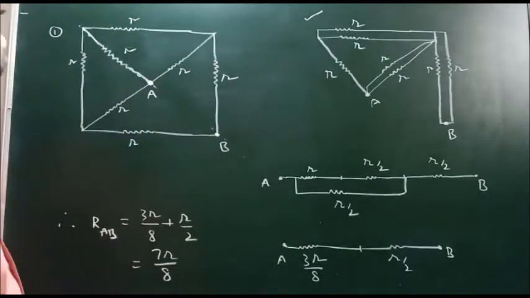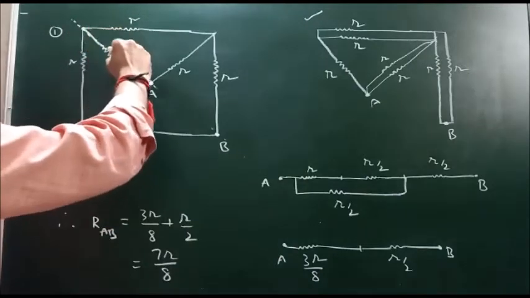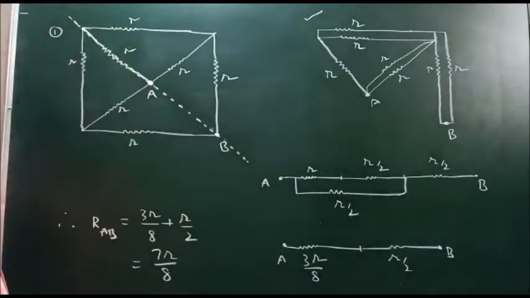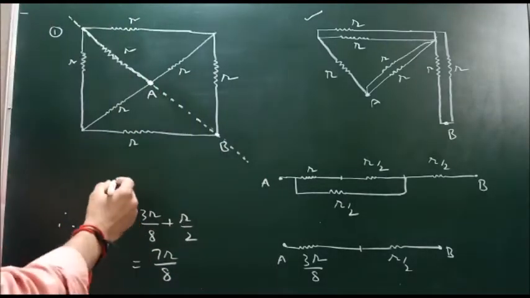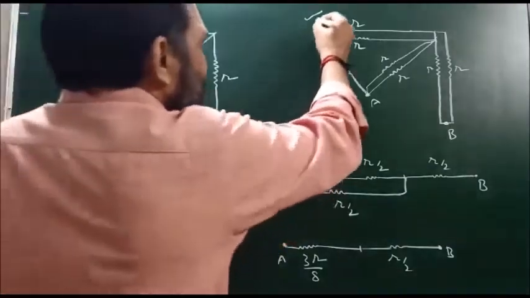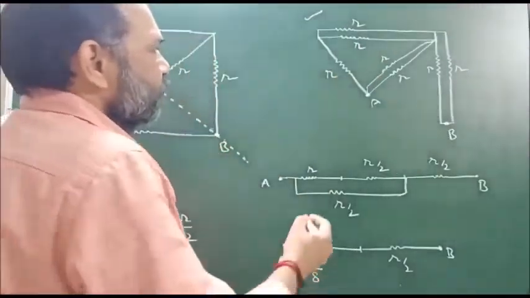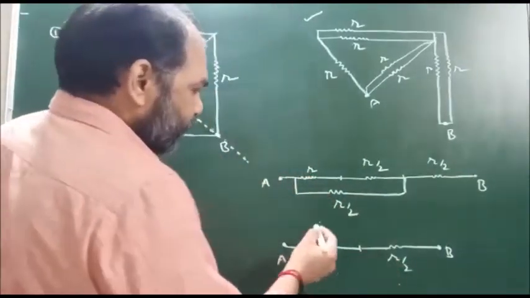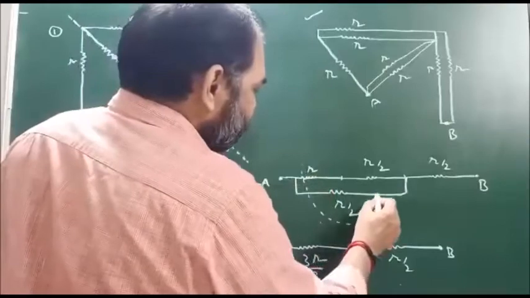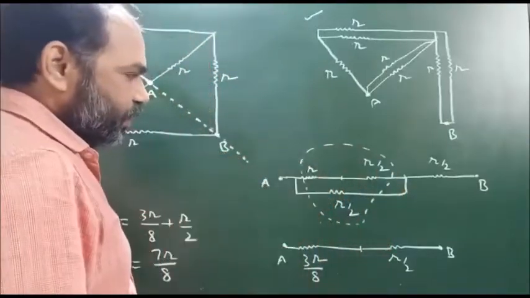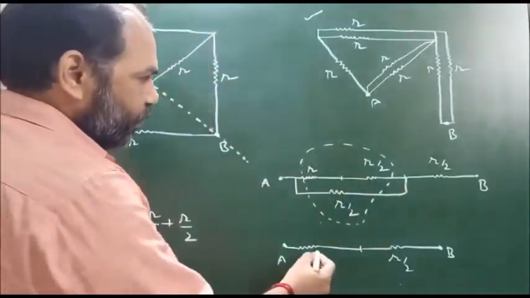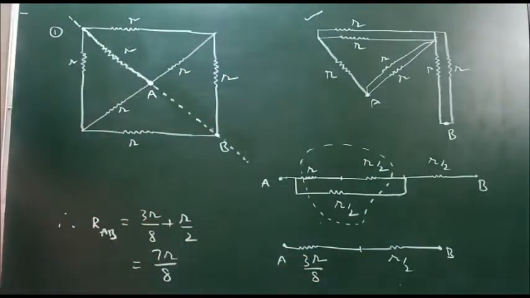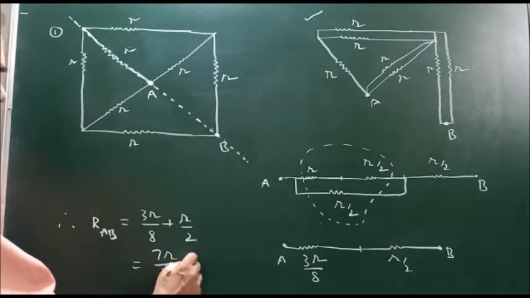Given all resistors are identical, with respect to this line, both sides are symmetrical. That's why by folding this circuit with respect to this line, we can get this one. So in this case, by solving between A and B, these are present in parallel combination. By solving this, we get between A and B 3R/8 and R/2 present in series combination. Therefore, the effective resistance between A and B is equal to 7R/8.